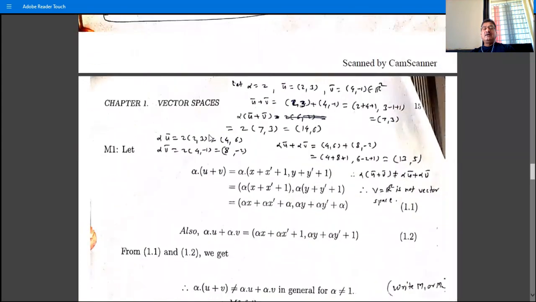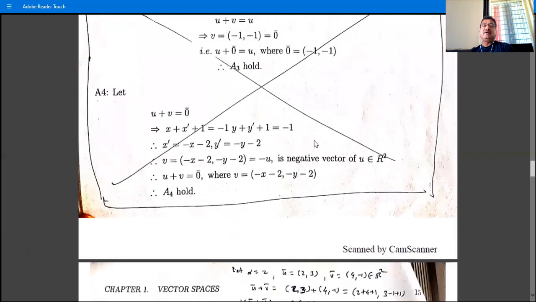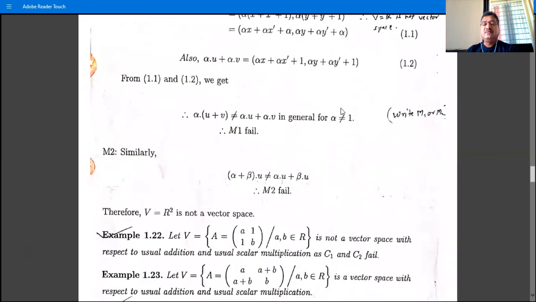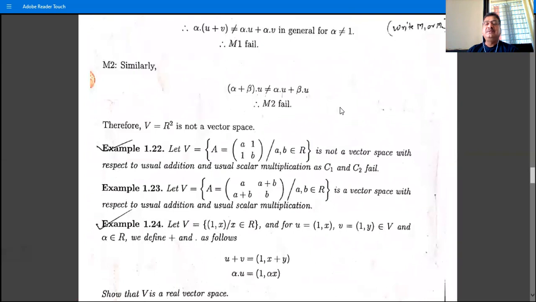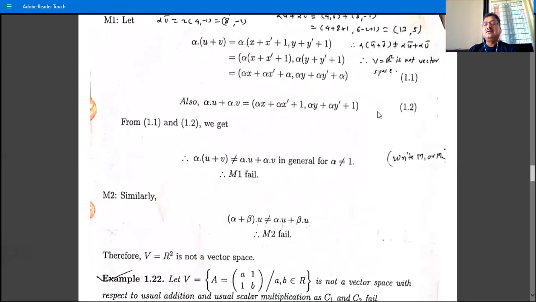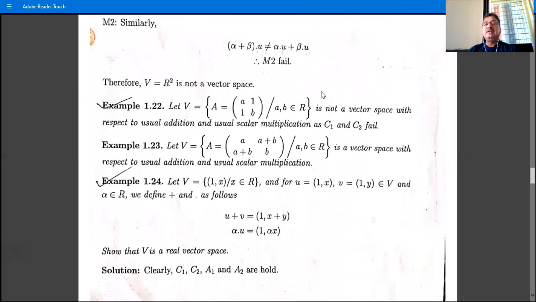So either give this answer, by taking particular elements u bar, v bar of R2 and a scalar alpha, we can give the answer. This is called a counter example. So in order to show that a set is not a vector space, give a counter example. Okay, and that is the answer. Out of the 10 properties, M2 also fails for this set, but no need to write that M2 fails. Just write any one counter example for any one property.